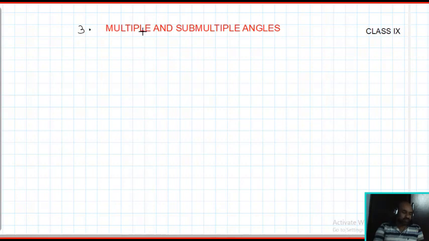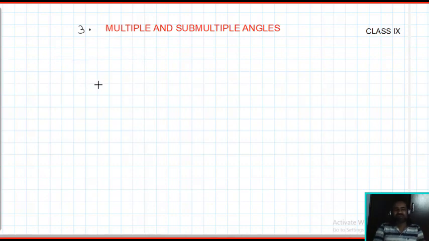Third chapter, multiple and submultiple angles. Important part. First one is trigonometrical ratios, introduction of trigonometry. Second one is compound angles, how to find trigonometric ratios for A plus B angle, A plus B plus A angle, A plus B minus A angle, like that. Now this is also another important part of trigonometry, multiple and submultiple angles.